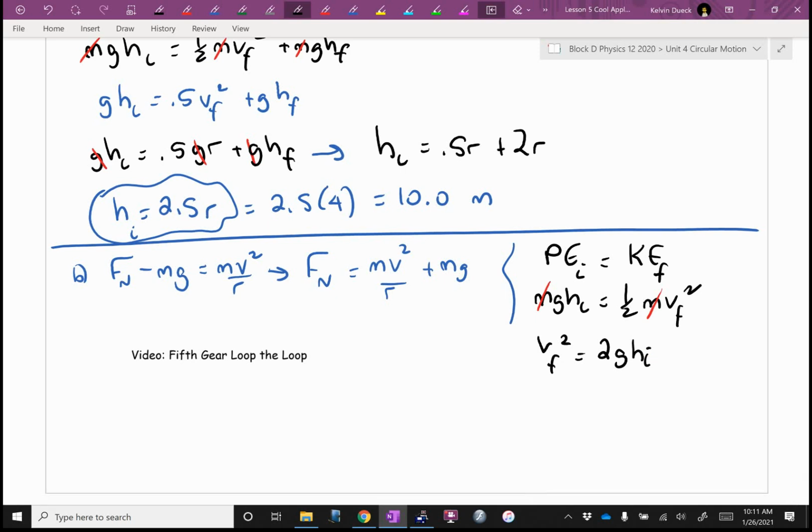Wait. What was h initial? What did I circle earlier? 2.5 times the radius. Let's put that in. 2g times 2.5 R. In your head, what's 2.5 times 2? So V final squared is 5gR.